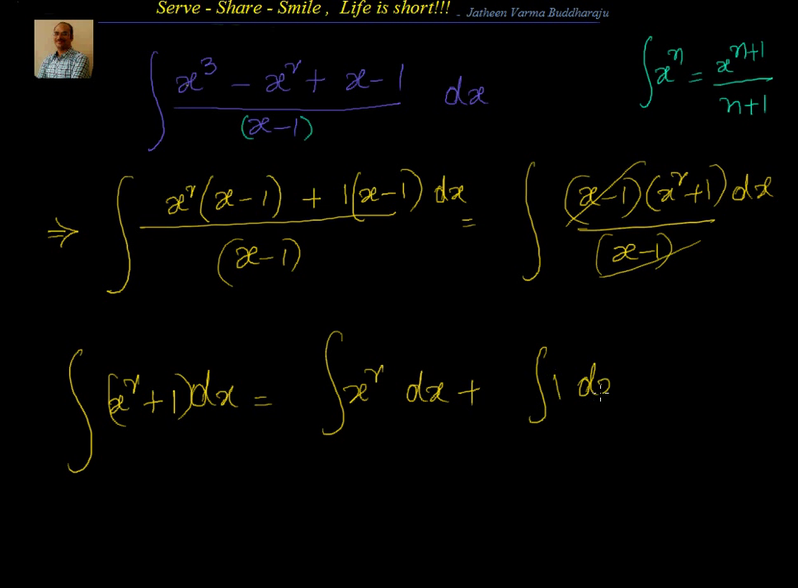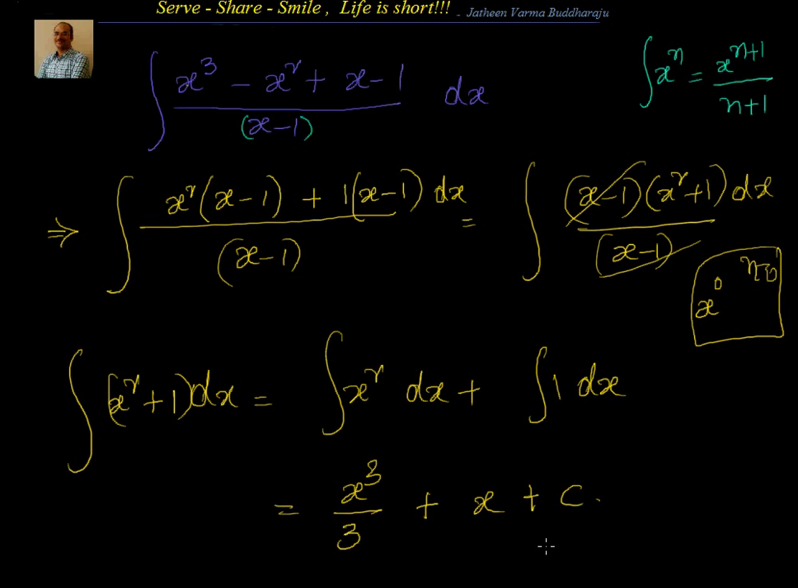integral of 1 dx. Integral of x square, now it's simple, so I can directly use the formula: x cube by 3 plus integral of 1 is x. How is it? Because when I say 1, it is 1 into x to the power of 0. So n is 0 now. If n is 0, it will become x to the power 0 plus 1 by 1, that is x, plus constant c. So it becomes x cube by 3 plus x plus c.